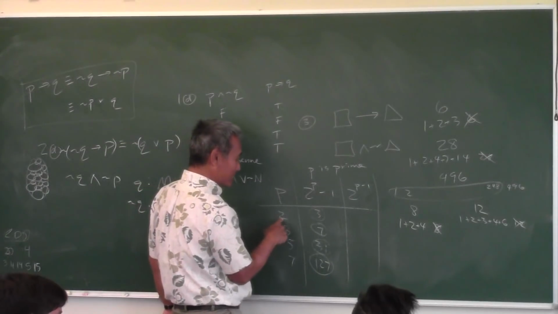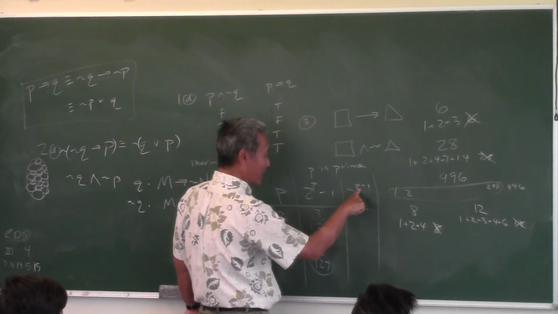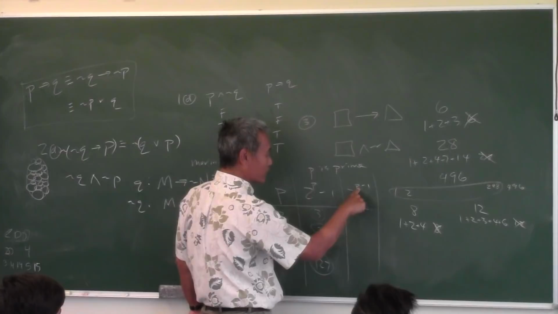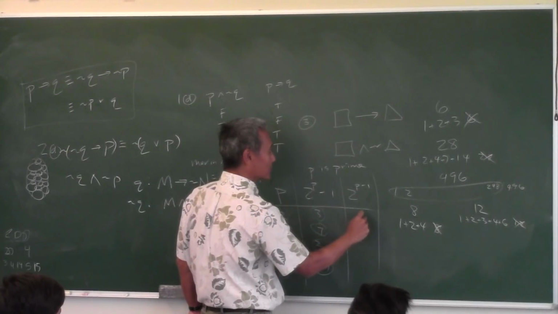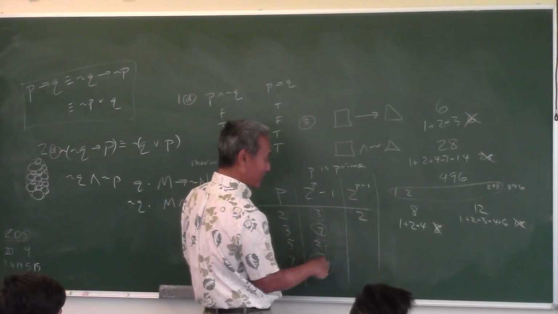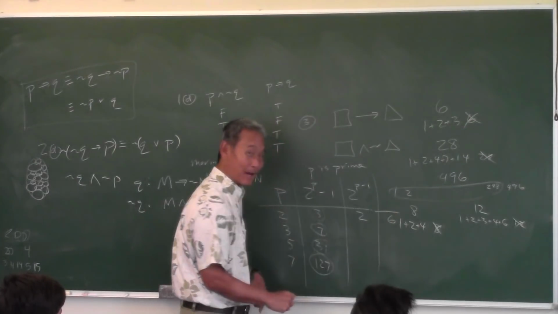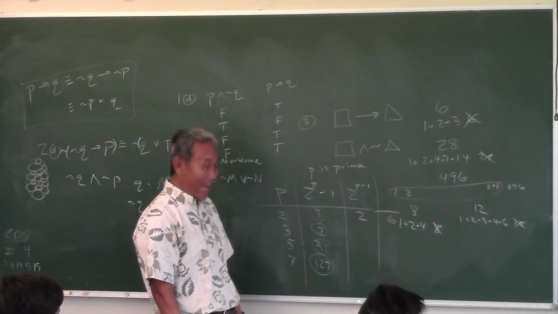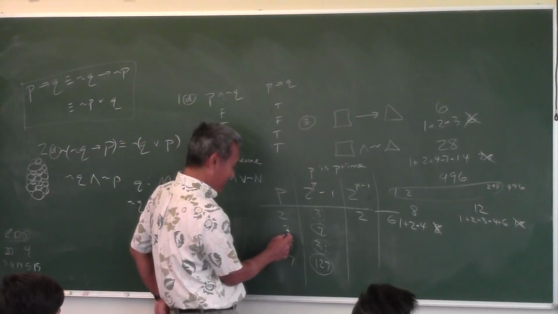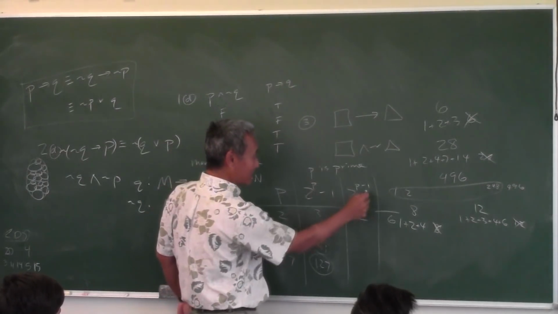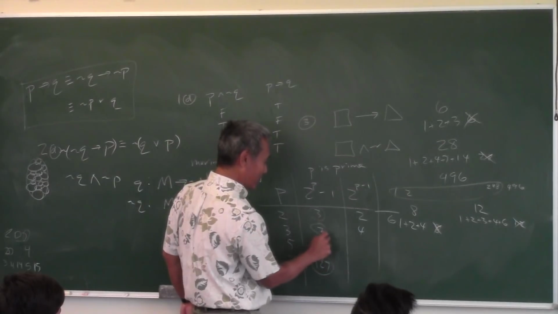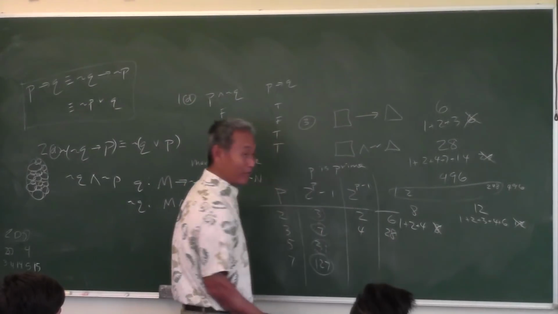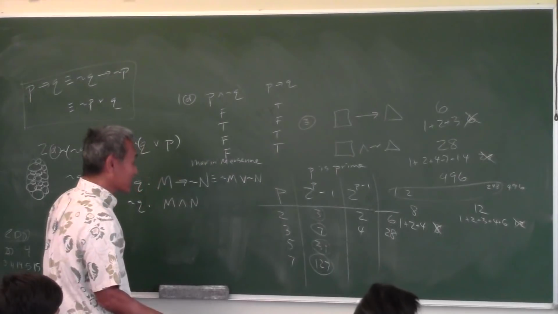Anyway, so what if P is 2? This is 3. What if I plug in 2 there? What do you get? 2 to the 2 minus 1, which is 3, and 2 to the 1, which is 2. Now what happens when I multiply these two together? You get 6. Is that a perfect number? Oh, yeah! Okay, what about this? If I plug in 3 into this, you get 7. What if I plug 3 into this? You get 4. What's 7 times 4? 28. Is that perfect? Oh my gosh!